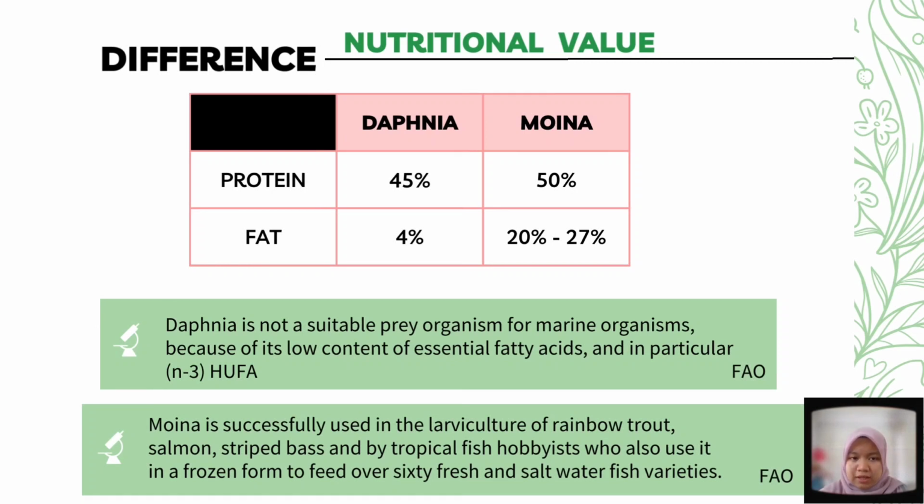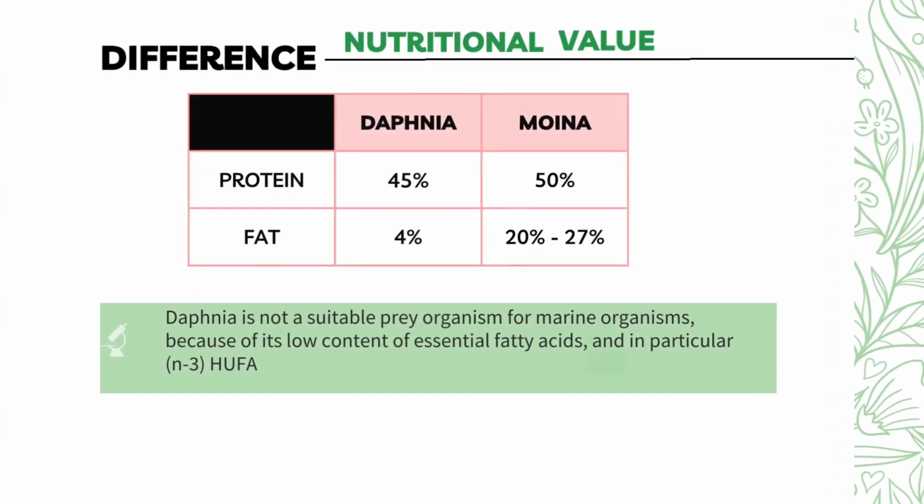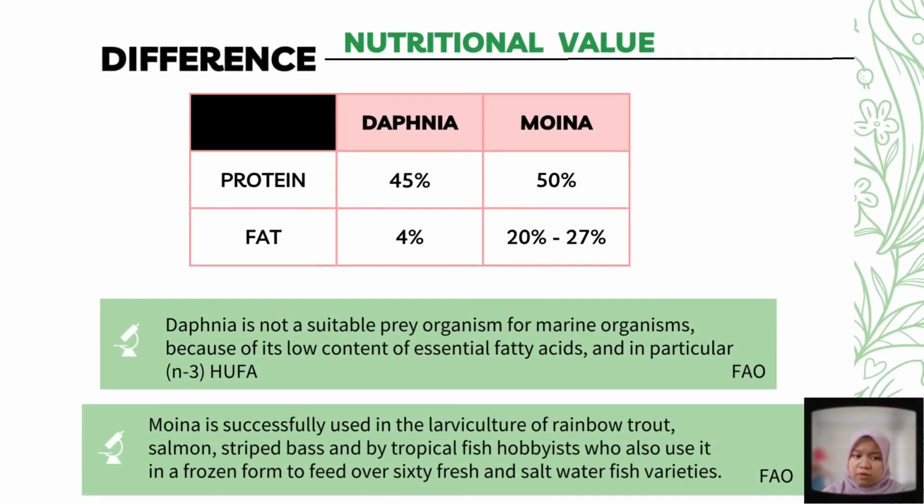In terms of protein, between Daphnia and Moina, there's no huge difference. Daphnia have about 45% and Moina have about 50%. But in terms of fat, there's a significant difference: Daphnia have 4% and Moina have 20 to 27%. This is why, according to FAO, Daphnia is not a suitable prey organism for marine organisms because of its low content of essential fatty acids, in particular highly unsaturated fatty acids.